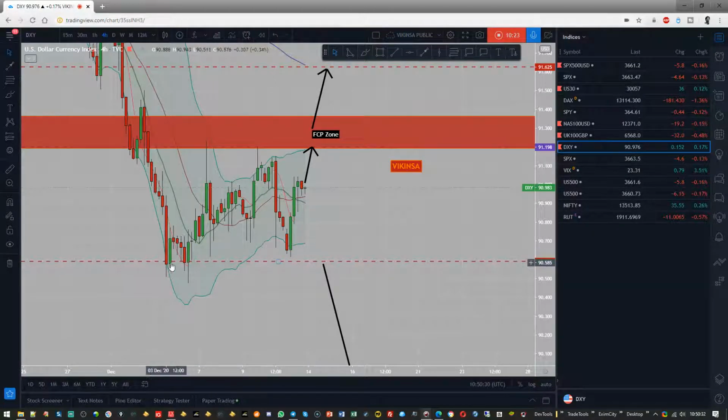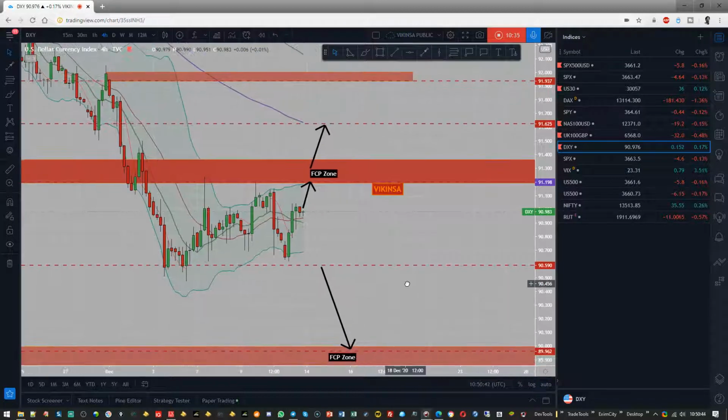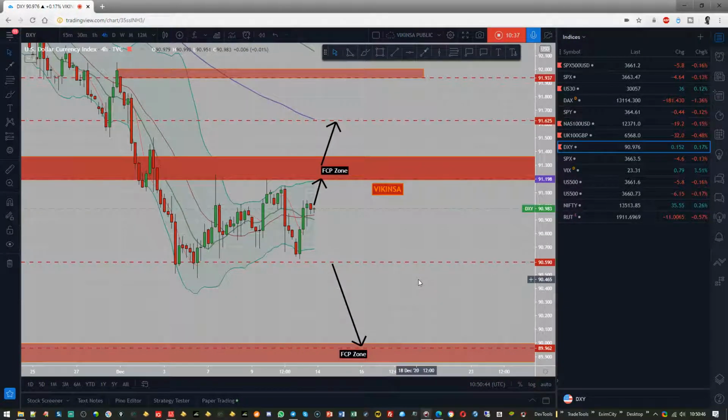We had some clarity around here because we knew that the market was going to hold that, but after that we did not have any kind of clarity. So what we will do is wait for the market to give us confirmations and we will trade in that direction. So this is my analysis on DXY.